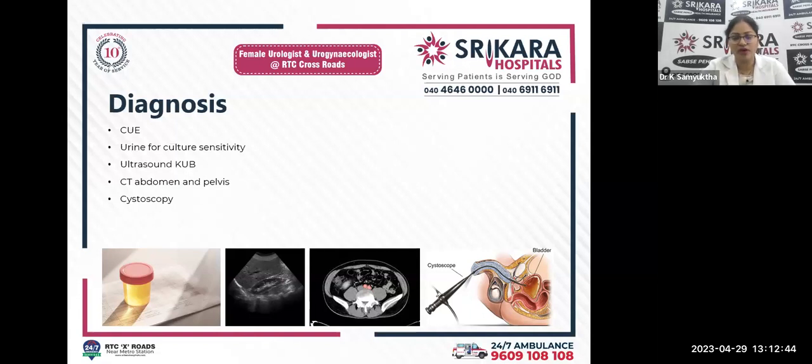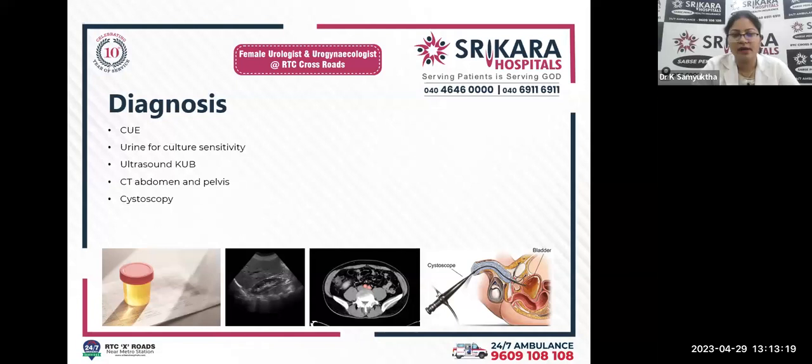Next comes the urine for culture sensitivity. This is done not just generally in first timers, but in patients who are suffering with recurrent UTIs. Why? Because it is very important to identify the bacteria and treat it with a particular antibiotic in a patient suffering with multiple episodes of UTI, because the antibiotic that you use without doing a culture may or may not work for them. So it is very, very important in a person who is having multiple episodes of UTI to undergo urine for culture sensitivity.